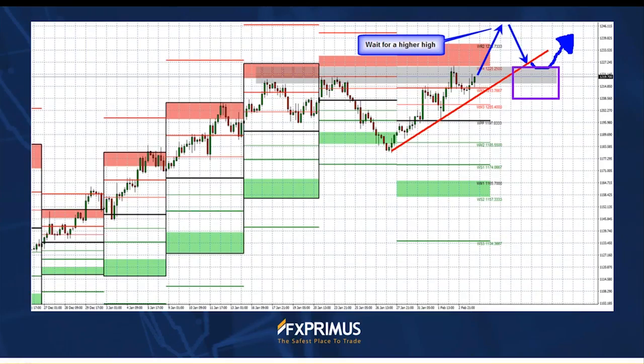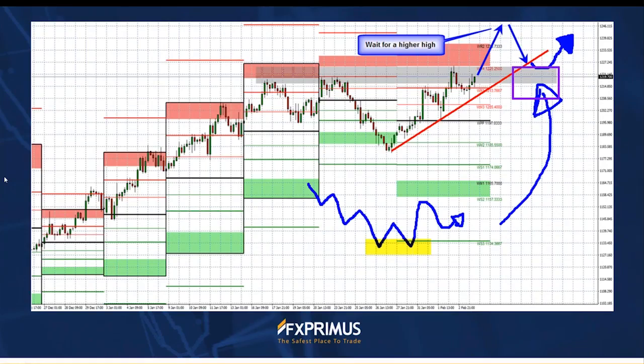And how do you buy in that area? Well, you can just buy, or you can look for bullish behavior in that area on a smaller time frame. So for example, you drop into a smaller time frame, a 5-minute chart, and you look for something like this: a higher low and then a higher high. Or maybe you see a double bottom, and you trade that on the 5-minute chart like this.